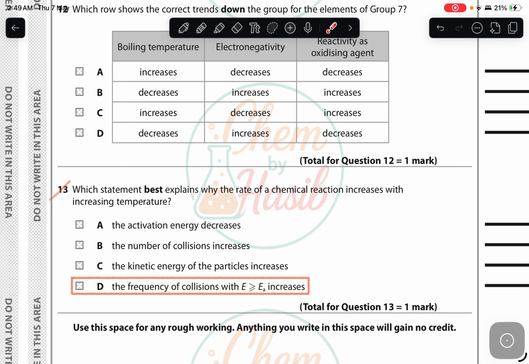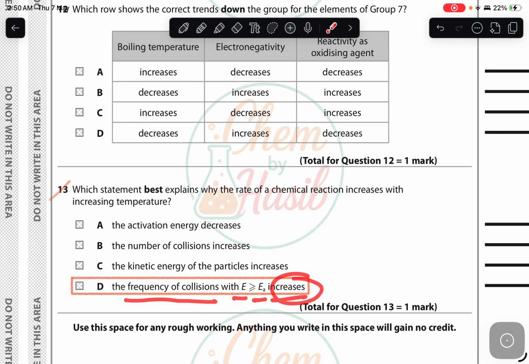One of the reasons is that the frequency of collisions increases. That is, they are talking about the number of collisions per unit time. And also the energy of the collision increases. Both increase, right? Frequency increases, also energy increases. So it says best explains. Now option D is basically a combination of both B and C. They're talking about the frequency of collisions with energy greater than or equal to activation energy increases.